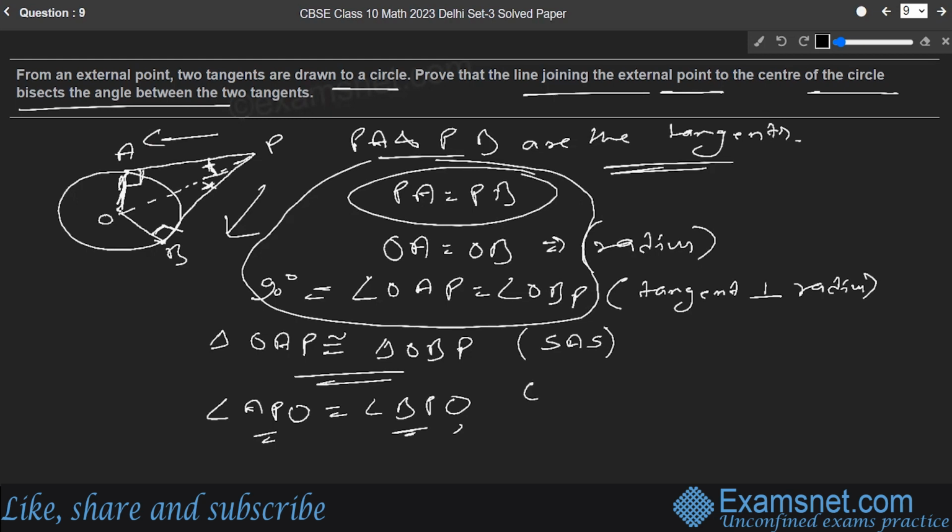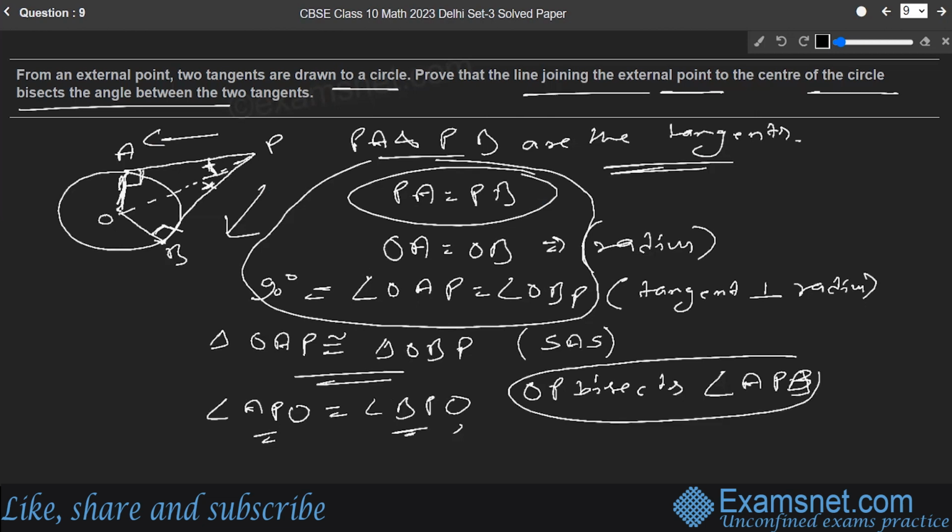That means the side OP bisects the bigger angle APB. That's what they wanted us to prove: that the line joining the external point P to the center of the circle, that is OP, bisects the angle between the two tangents. The angle between two tangents is APB, and that is being bisected by the side OP. So we have proved the fact.